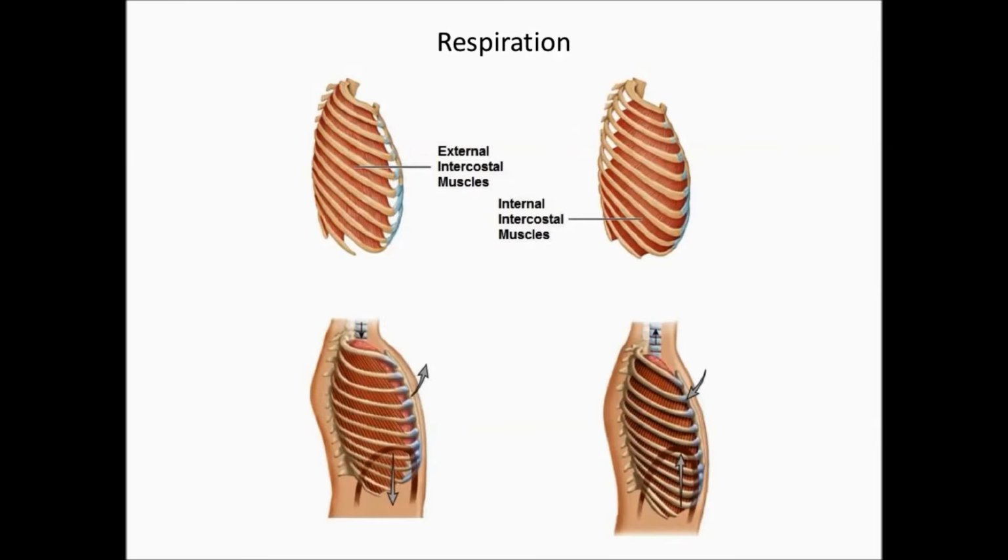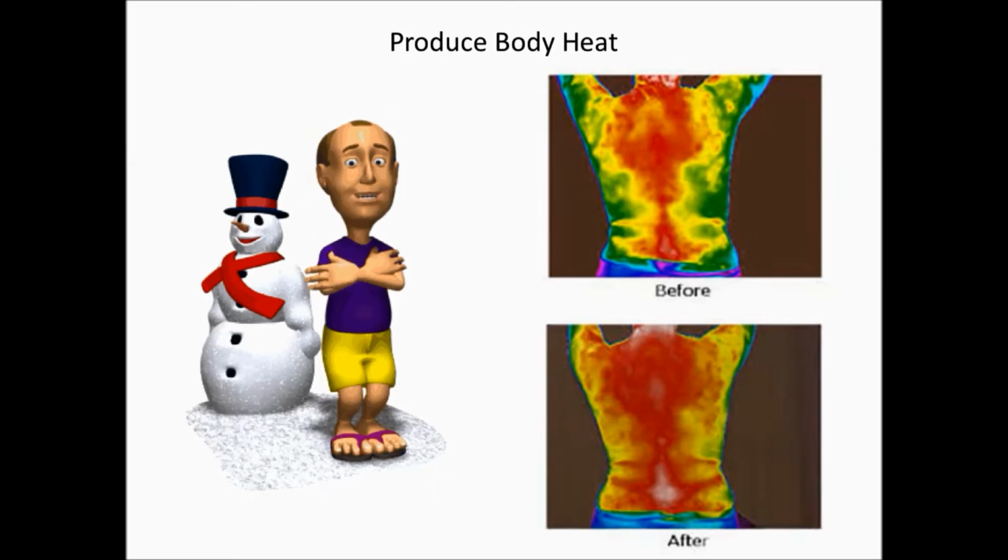The third function of the muscular system is involved with respiration. Muscles found between the ribs, called intercostal muscles, help elevate the rib cage, pull down on the diaphragm, and expand the thoracic cavity. The fourth function of the muscular system is to produce body heat.